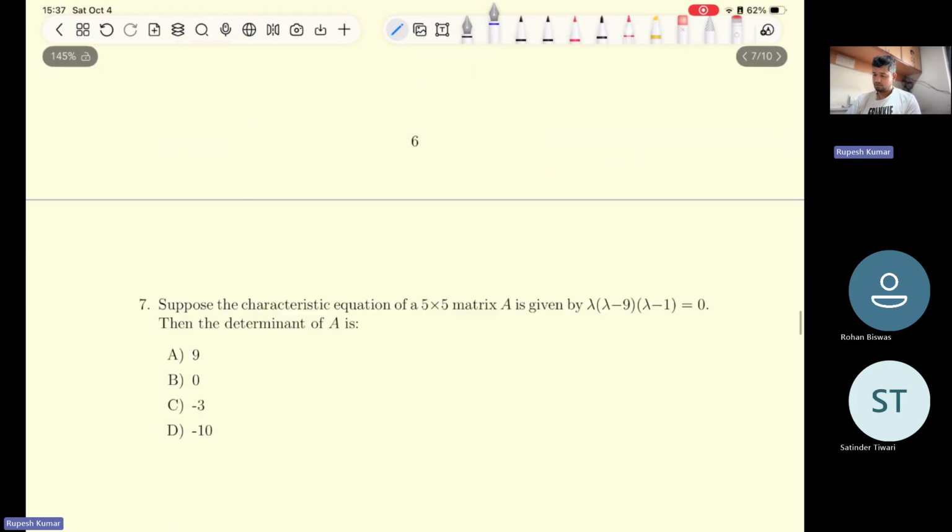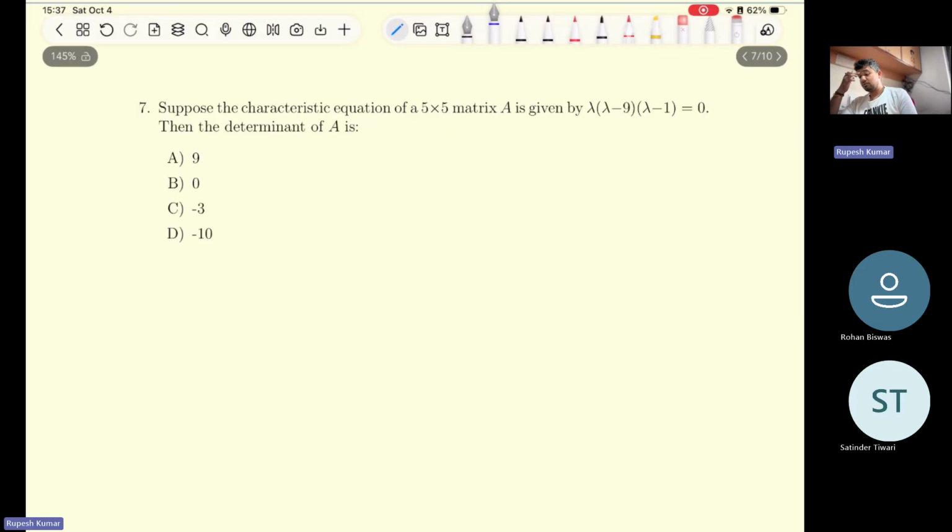Let's move on to the next question. Suppose the characteristic equation of a 5 by 5 matrix A is given by this, then the determinant of A is. A little bit of a typo is there. Lambda's power should actually be 5, the highest power. The answer will be 0 only because one of the eigenvalues is 0, so the determinant will be 0. But the characteristic equation can't be this because it's a cubic polynomial in lambda. So it has to be something of degree five.